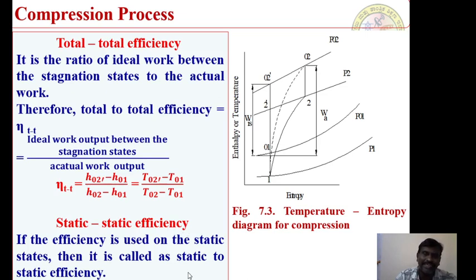Secondly, we have a static to static efficiency. If the efficiency is used on the static states, then it is called a static to static efficiency. Therefore, here we have started from T2 dash minus T1. This is nothing but the isentropic drop. And T2 minus T1 is with respect to purely static conditions. Yes or no? That means T2, T1 are the two static conditions. We are defining only with respect to static states only. That's why the efficiency is called static to static efficiency.